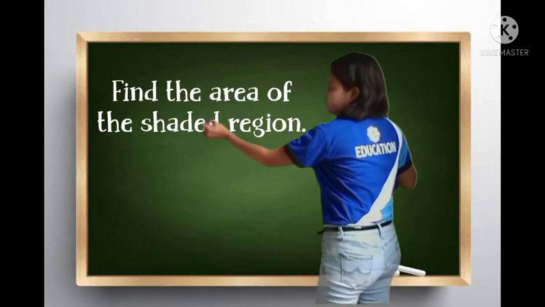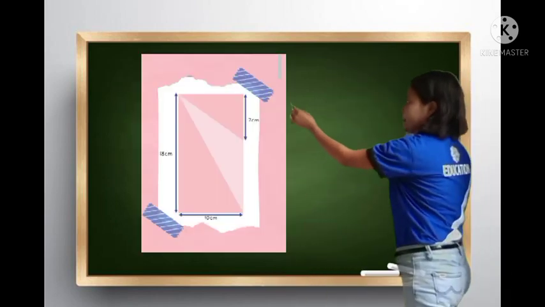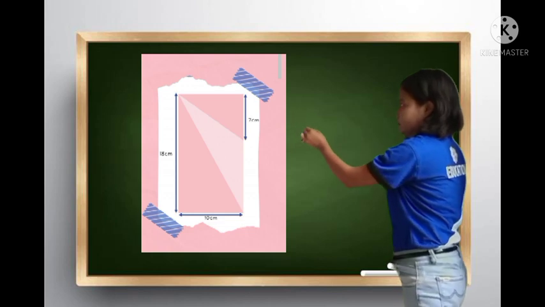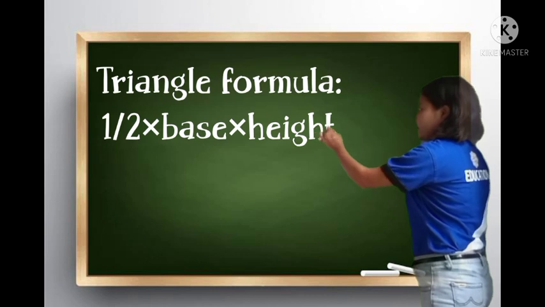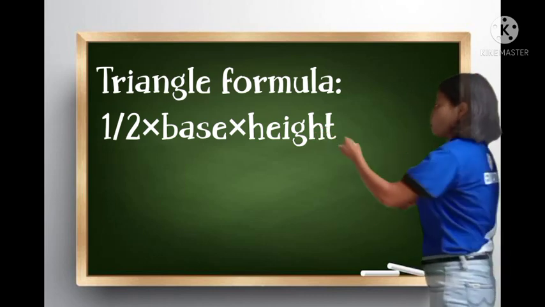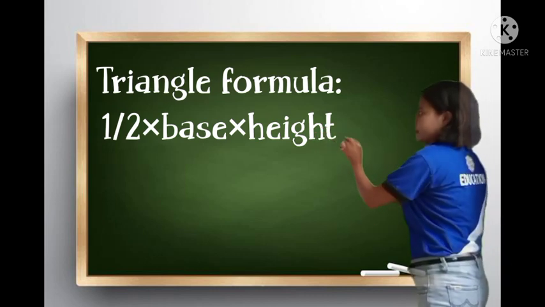Let's move into the third problem. Find the area of the shaded region. Ang hahanapin naman natin is the shaded region. So, ito yung shaded region. So, ang triangle is meron siyang formula 1/2 times base and height.